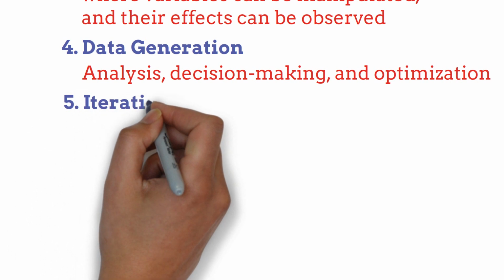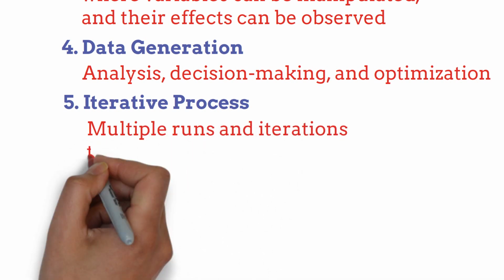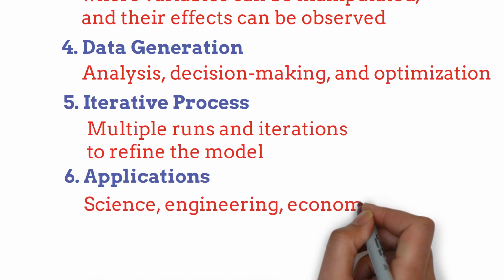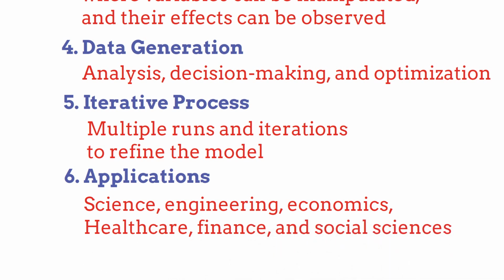Number 5, iterative process. Simulations often require multiple runs and iterations to refine the model and improve the accuracy of predictions. Number 6, applications. Simulations are used in various fields, including science, engineering, economics, healthcare, finance, and social sciences, to address a wide range of problems and questions.